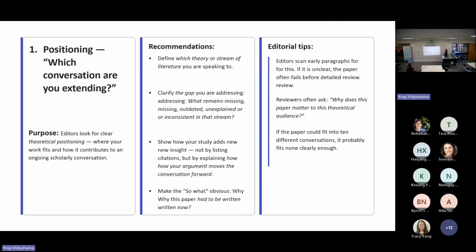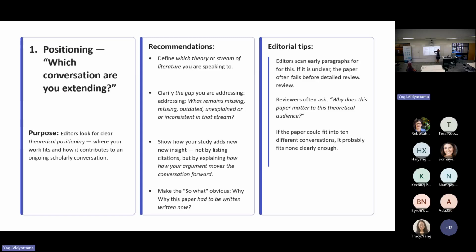Some of the recommendations, at least from our journal: define which theory or stream of literature you're speaking to in the first page. It has to be pretty clear. It also has to be mentioned in the abstract. What is the theory you're talking about? What are the main constructs you're studying? It can't be buried in page number 3 while you're setting up whatever is happening.